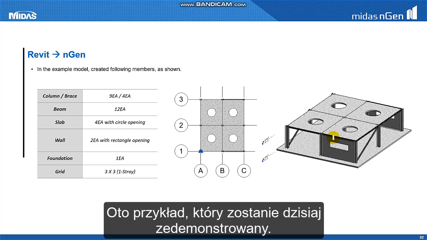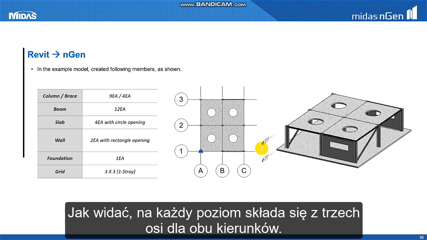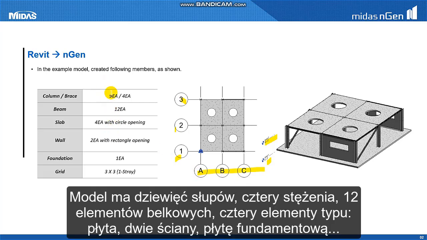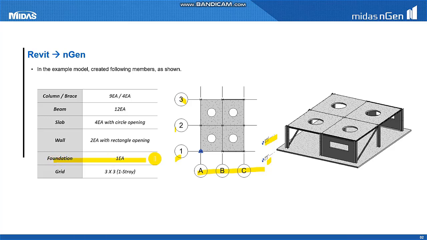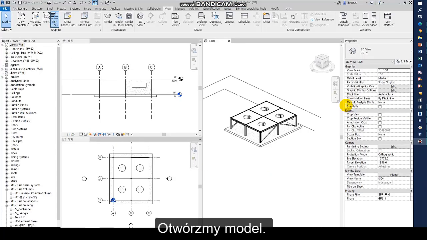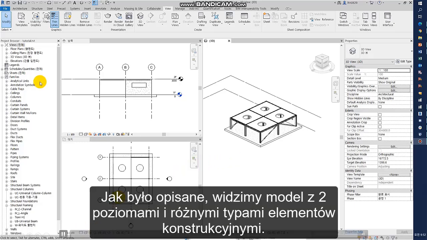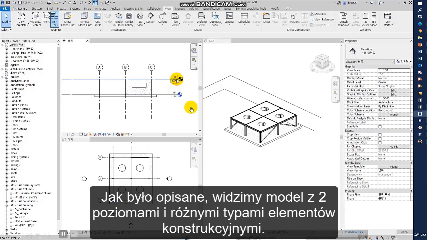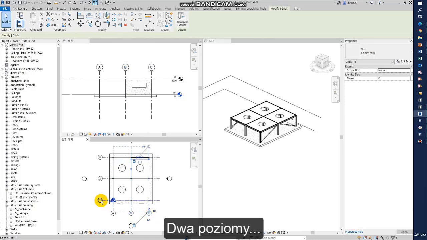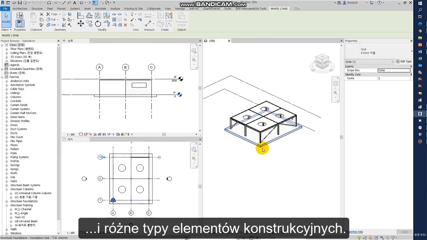Here is an example I will demonstrate today. First, 3 grids exist for both directions at each level. And the model has 9 columns, 4 braces, 12 beams, 4 slabs, 2 walls, 1 foundation, and additional openings. Then let's run it. As described above, it is a model with 2 levels, 3 grids, and a variety of structure members.